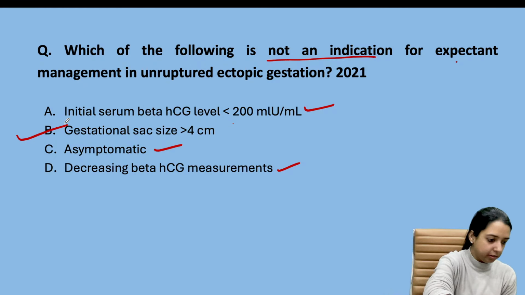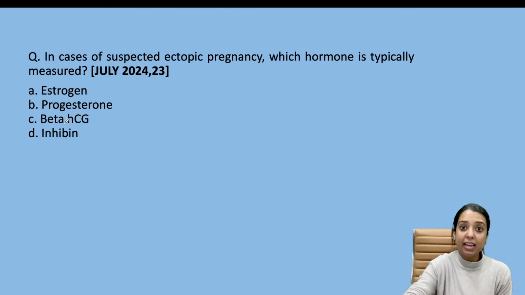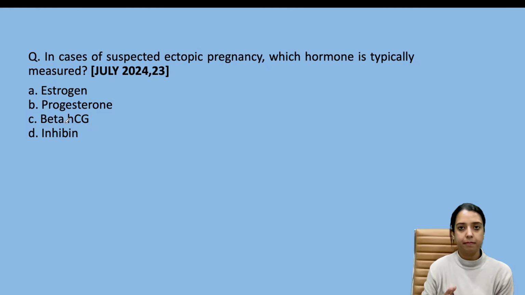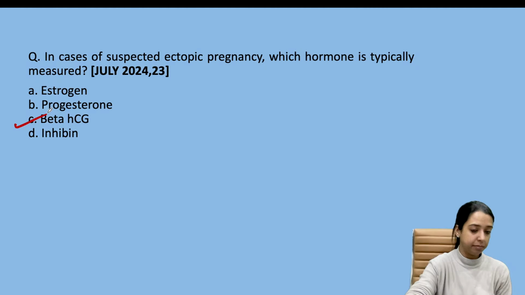Okay? If it is stable, you can either give conservative or you can give medical management. In suspected ectopic, which hormone is measured? Whether it is resolving, not resolving, beta HCG. Not progesterone, beta HCG is measured. Okay?